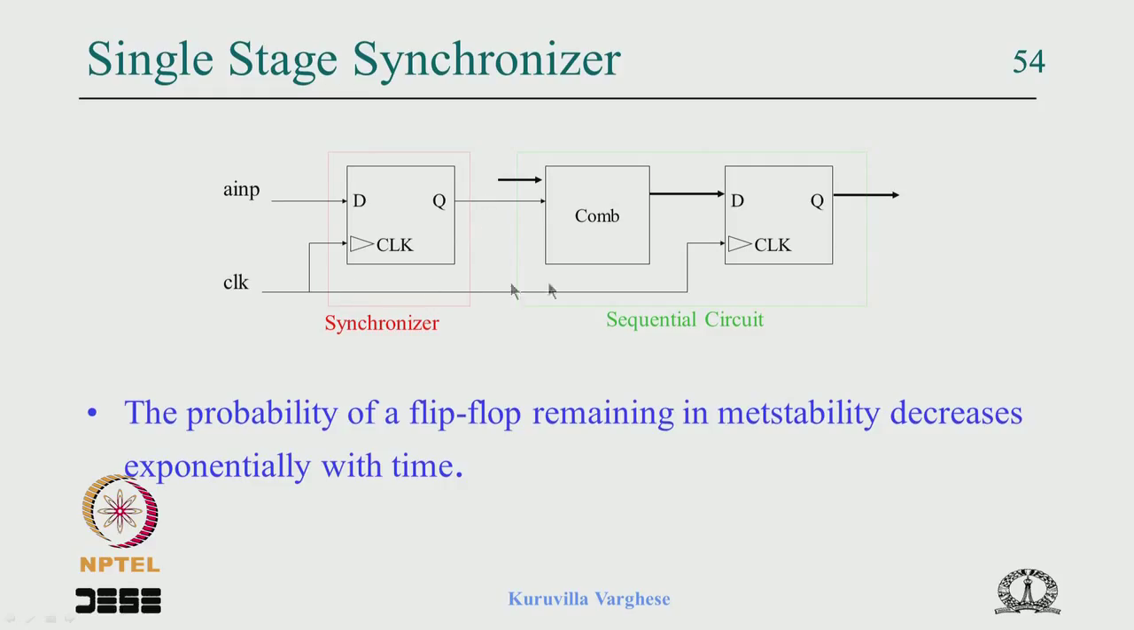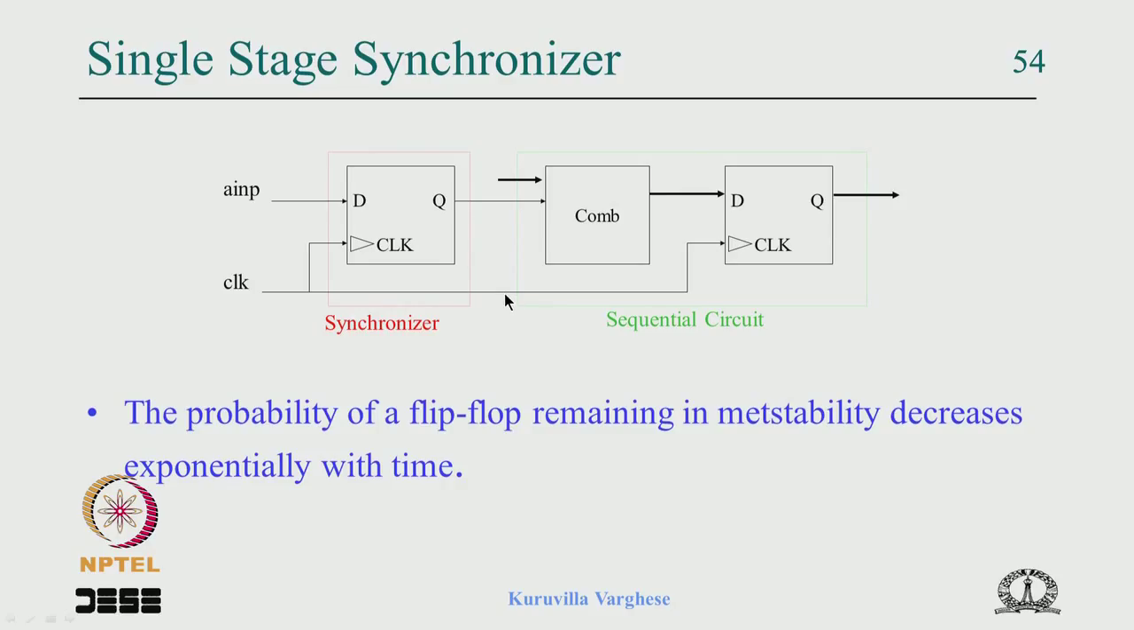Suppose the clock period is 10 nanosecond, setup time is 1 nanosecond, and the combinational delay is 4 nanosecond. So put together it is 5 nanosecond. So we are hoping that within 5 nanosecond after getting into metastability, this comes out of it. Then there is no issue. Everything goes clean. But that also tells us that if we are able to give more time, there are more chances of it coming out of metastability. So it's a question of analyzing it, finding the probability, and checking if that is okay.